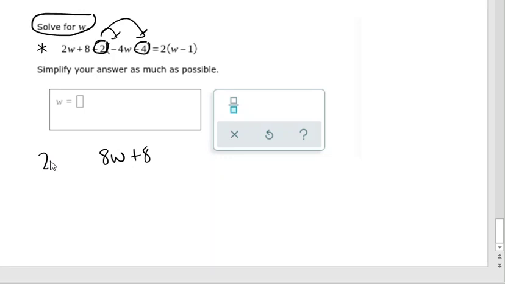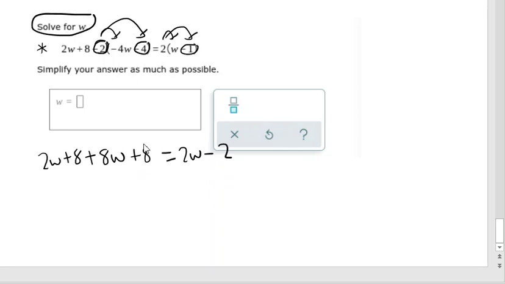Okay, then we still have a 2W, we still have an 8. We now have a positive 8W, a positive 8, equal to, on the right side, we're going to distribute the 2 to both the W and the negative 1. Okay, so the key thing here is to remember that if there's a subtraction sign in front of a number or a term, that term is negative.